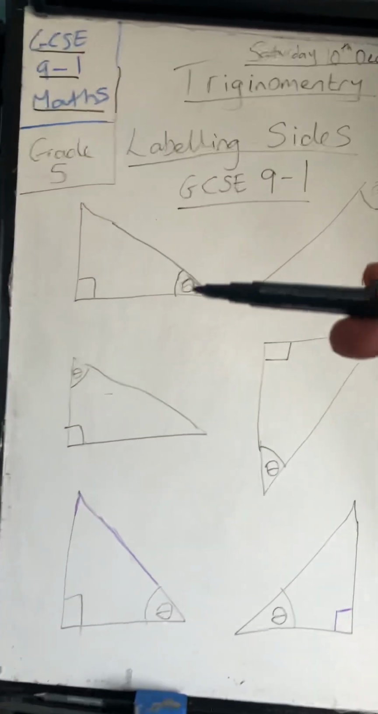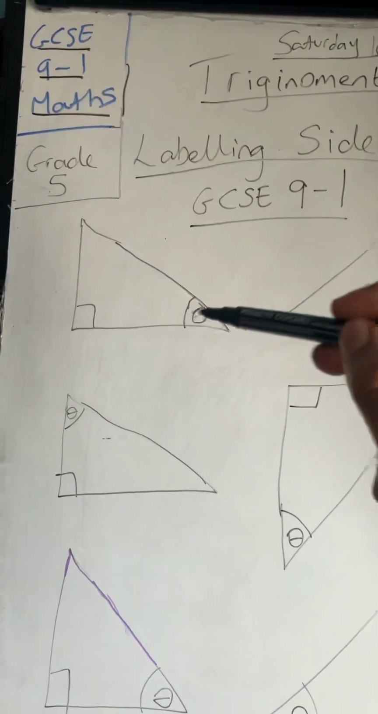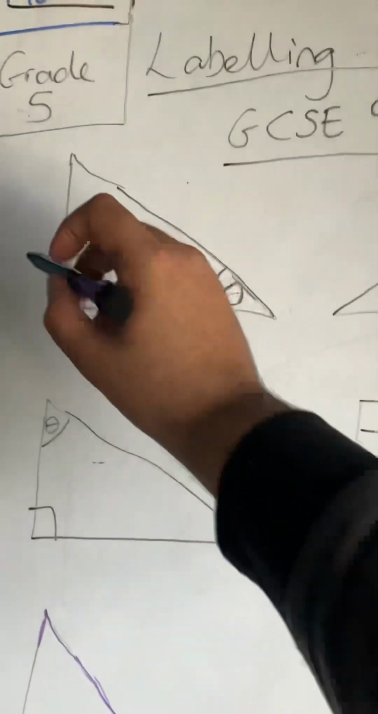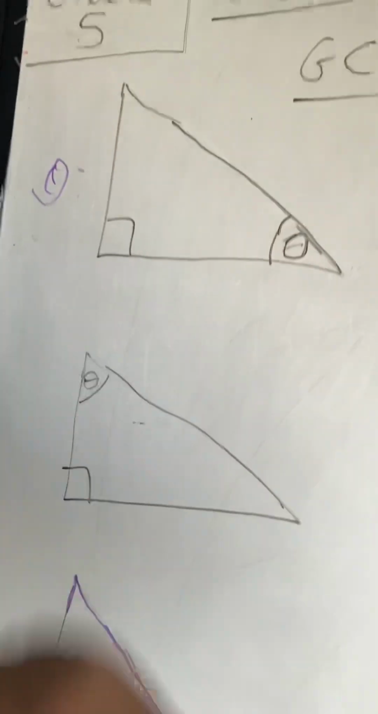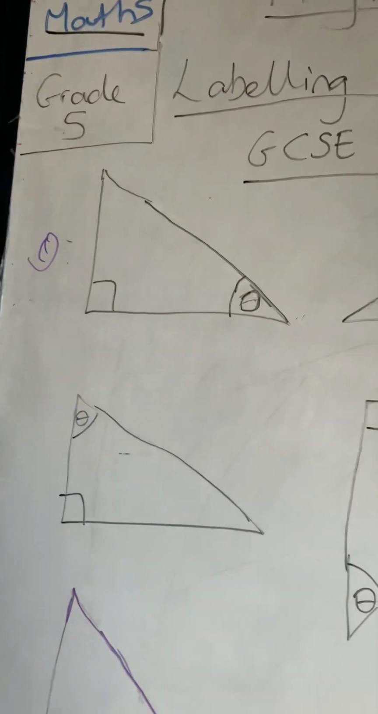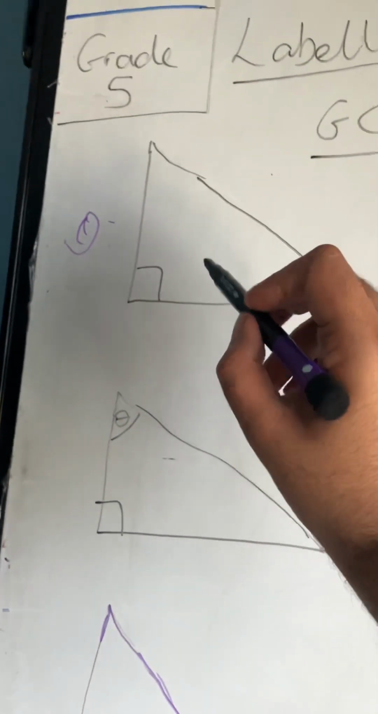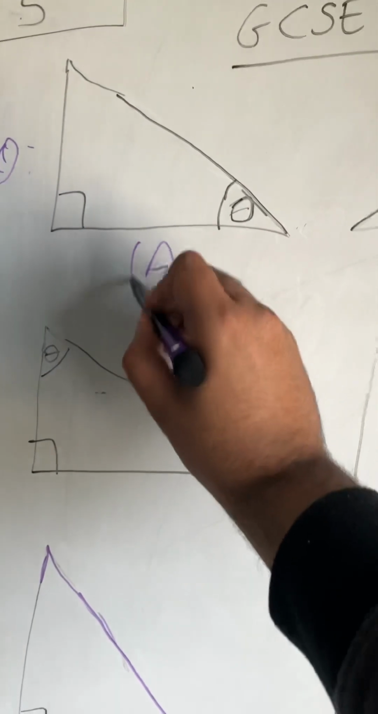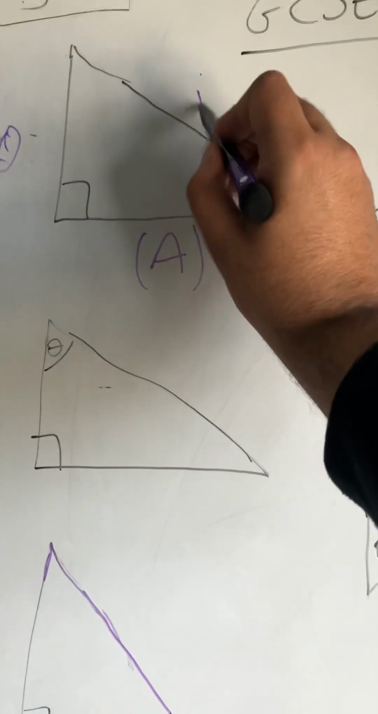Okay, so to label a side, guys, I look at the angle. So this is my angle theta that I'm trying to work out. This is what I call my opposite. So I'm going to label that as capital O. So this is capital O for opposite, because it's opposite the angle. This is what I call the adjacent. So it's adjacent to the angle. And this is what I call the hypotenuse.